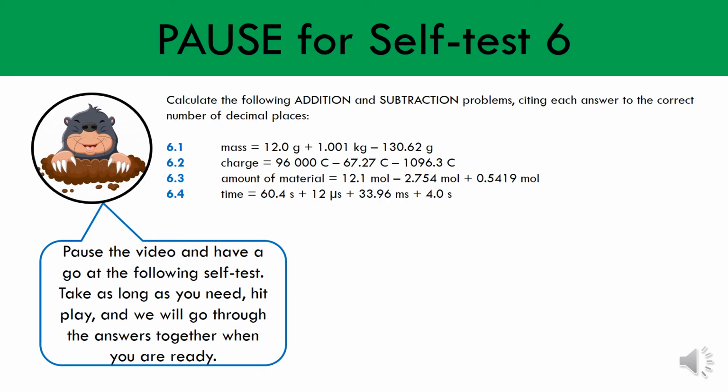Okay, so pause for self-test 6. This is very similar to self-test 5, but using decimal places and addition and subtraction problems. I'd like you to perform the addition and subtraction problems and cite each answer to the correct number of decimal places. Have a go at them. Answers will be on the next slide.